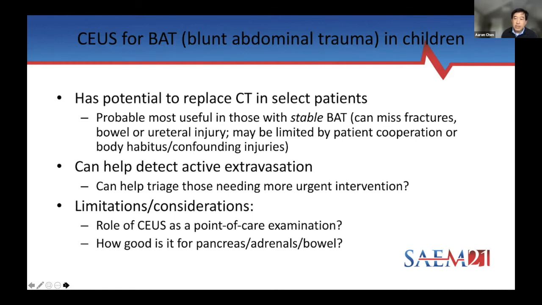You might still want to do a CT scan because you get more of a global look, and the contrast exam is not looking at other things like fractures. Although you can look at the bowel, it's difficult even on CT scan, and probably the same with contrast. Because this is not excreted by the kidney, you're not going to be able to see ureteral injuries as well. There are also some limitations by patient cooperation or body habitus. In your very obese child, you may have some trouble getting good images, or those with significant tenderness or abrasions might be limited, and so you might still need to do a CT.